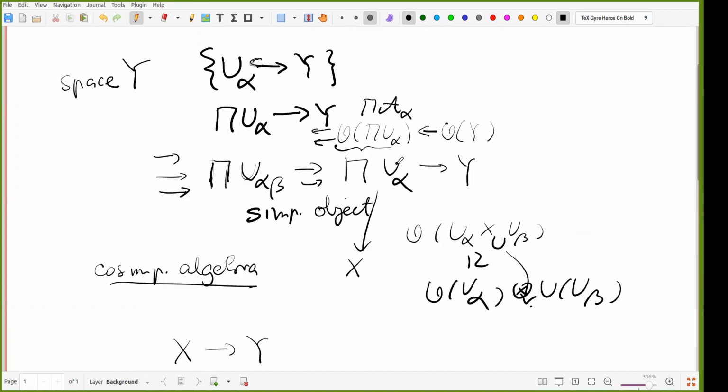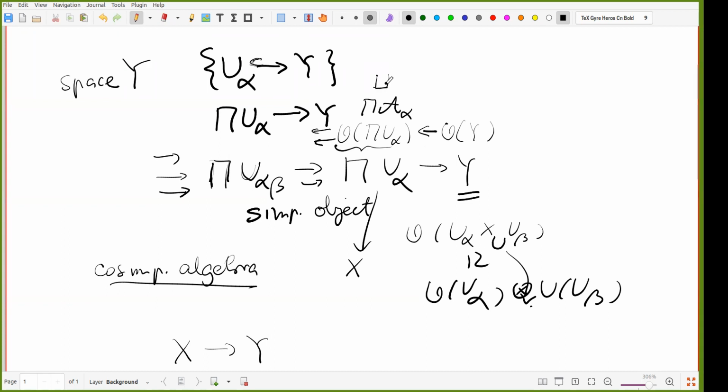If I would have some, say, bundle or sheaf over each of these U alpha, so over the product of these U alphas, then you want that they agree on the intersections, and if they agree on the intersections, they will define a global object on Y. So this product, the tensor product of algebras, is actually here.